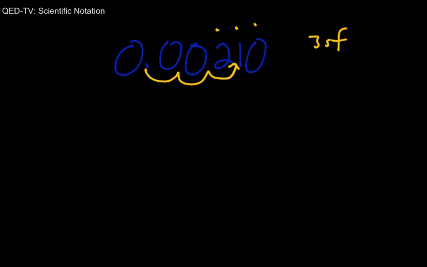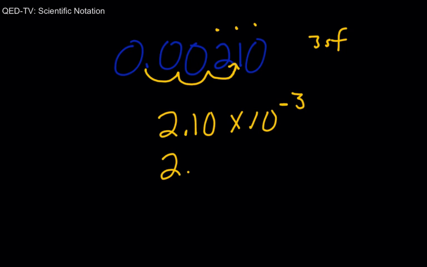So my answer is going to be 2.10, because I have to keep those significant digits, times 10, and I moved it over 1, 2, 3 places. This is less than 1, so it's going to be a negative exponent, minus 3. 2.10 times 10 to the minus 3. Or in E notation, I could write 2.10e minus 3. You can do it that way also.